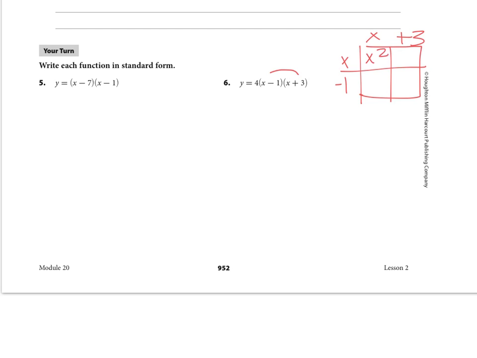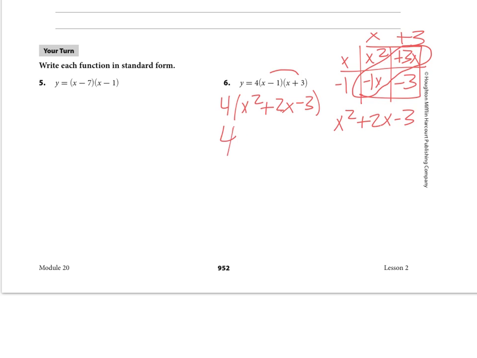So that's going to be x squared, that's going to be a +3x, it's going to be a -1x, and then that's going to be a -3. They're your like terms on the diagonal, so I end up with x squared plus 2x minus 3. So then I have 4 times x squared plus 2x minus 3. Go ahead and distribute the 4, and I end up with 4x squared plus 8x minus 12. And there it is in standard form.